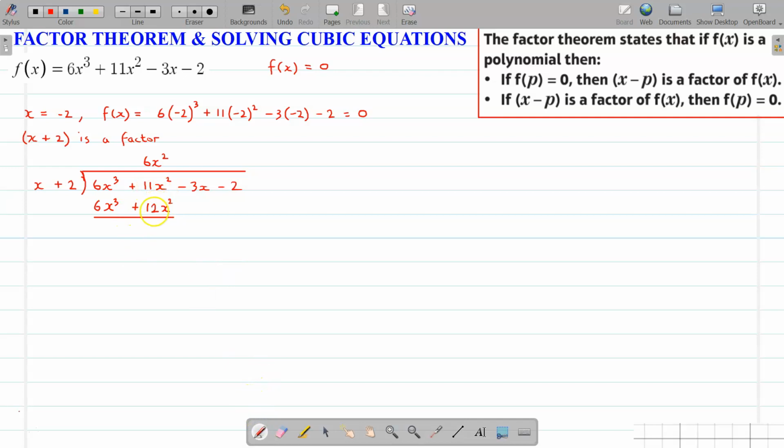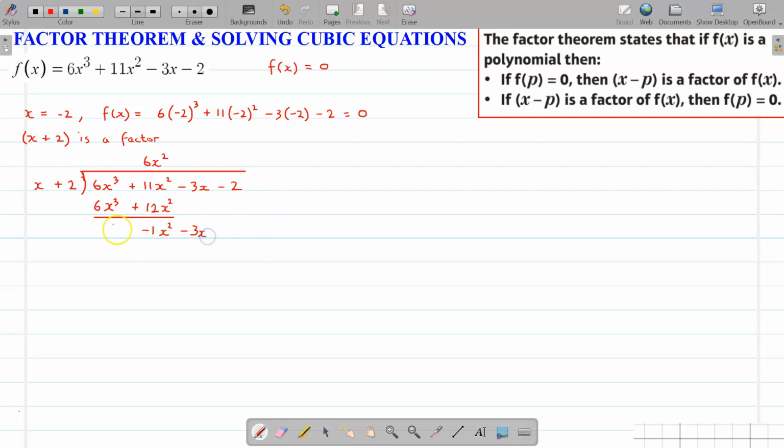Plus 11x squared minus 12x squared is going to be minus 1x squared, or just minus 1. I'm going to write minus 1x squared. It's probably easier to see what's going on there. And then I'm going to bring down the minus 3x from above, like that.